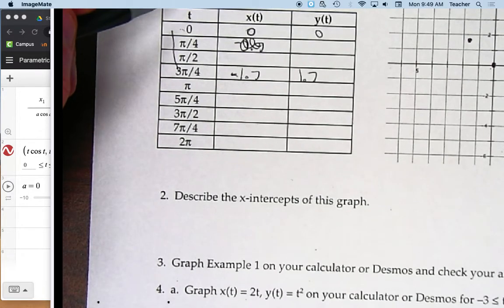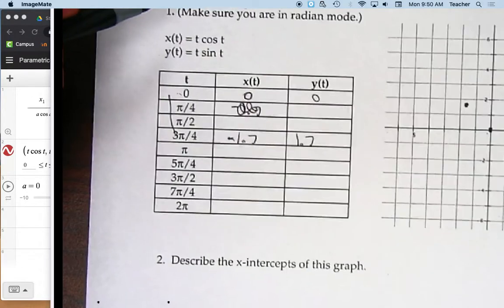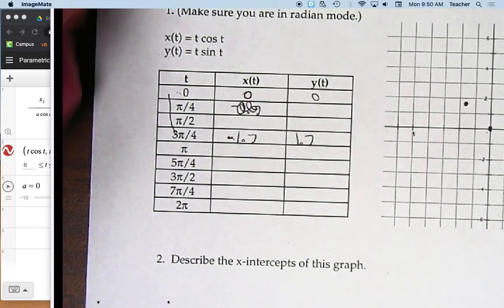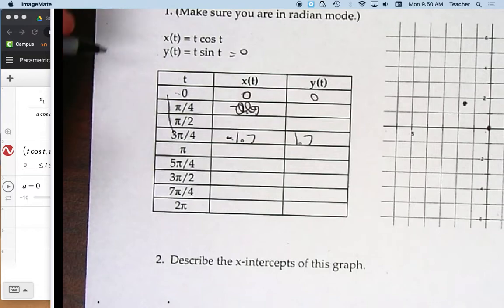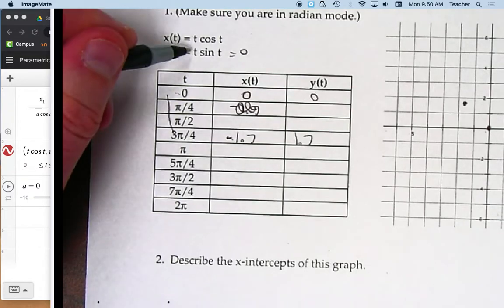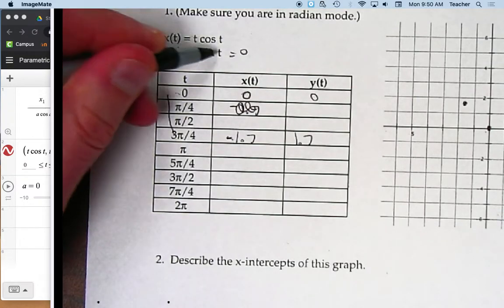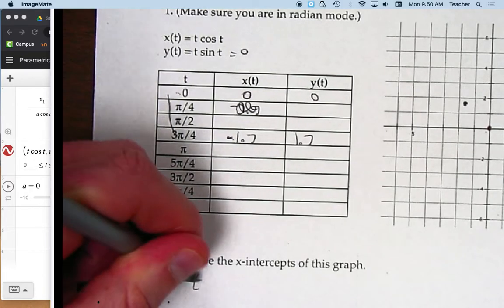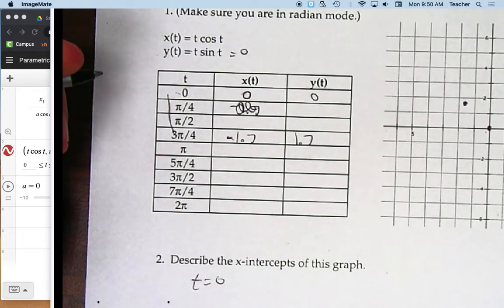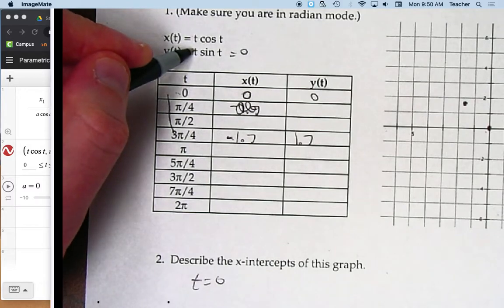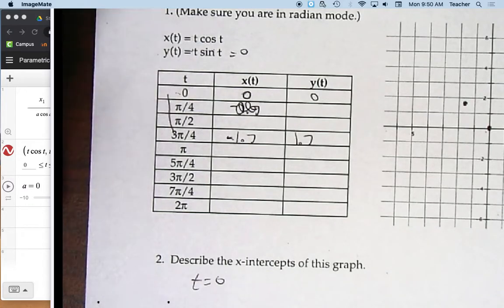So when will this parametric function hit the x-axis? And of course, it'll hit the x-axis when the y-coordinate is 0. And of course, we already saw when t is 0, then the y-coordinate is 0. So when t equals 0. When else? Well, t is never going to be 0 again, but whenever sine of t is 0.